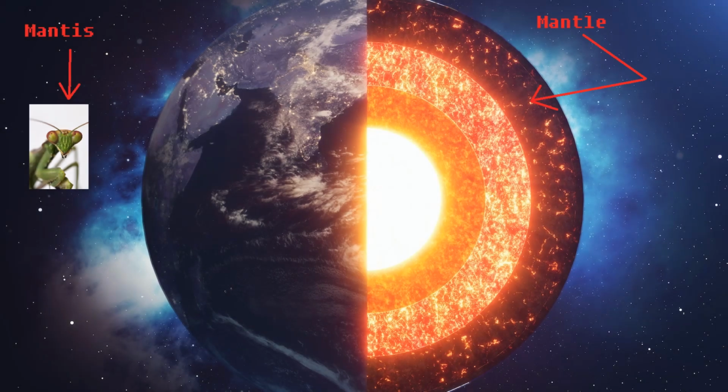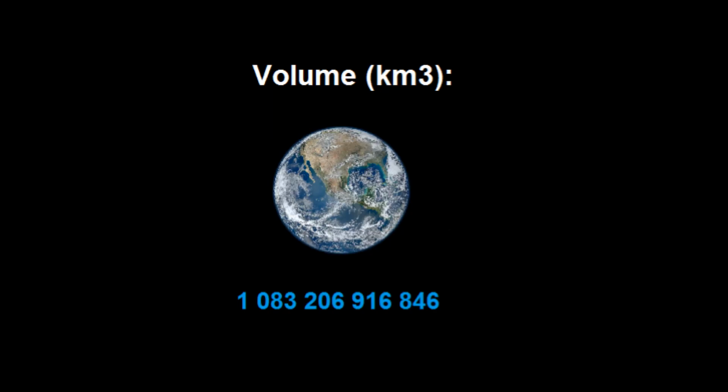The next compositional layer we're going to talk about is the mantle. The mantle is 2,900 kilometers deep. The state of matter is a solid. The average temperature is 1,000 degrees Celsius. The mantle is made up of oxygen, silicon, magnesium, and iron, then nickel. A fun fact about the Earth's mantle is that it makes up 85% of the Earth's volume.